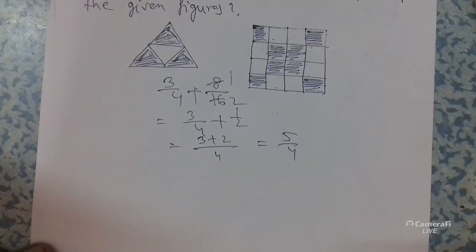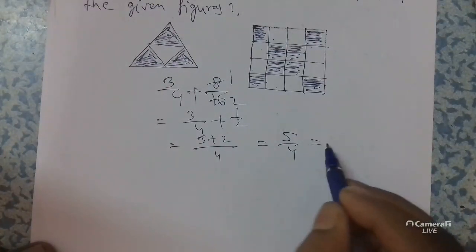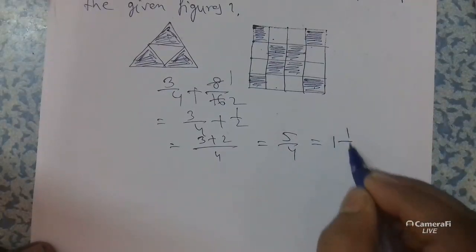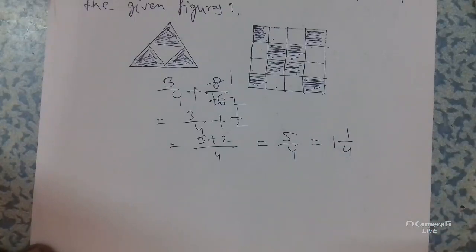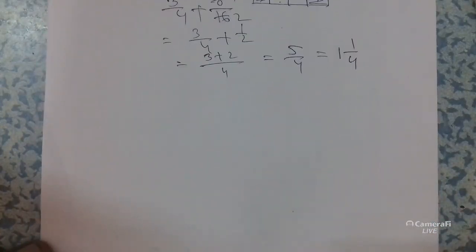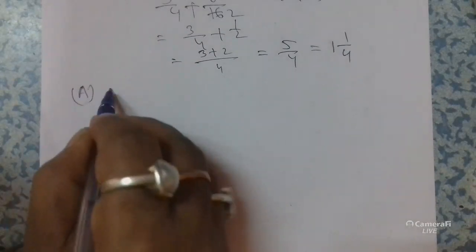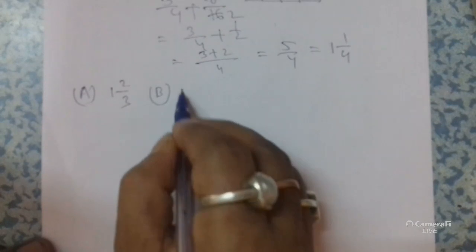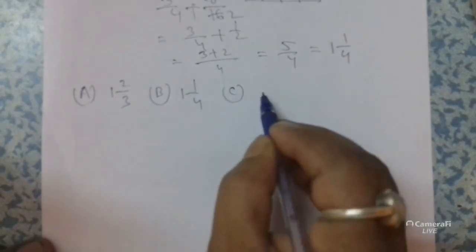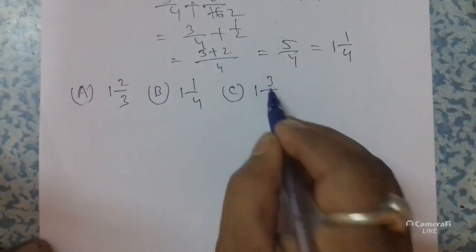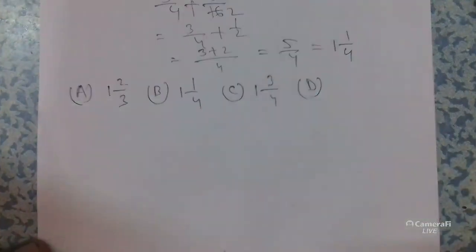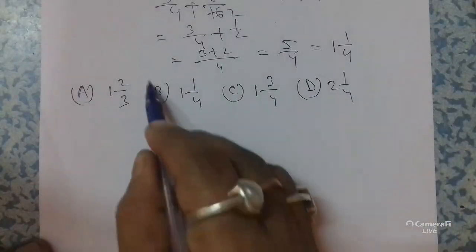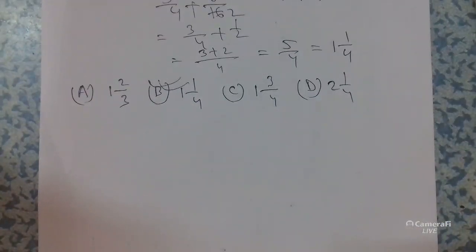So 5 by 4 is an improper fraction. So we have to convert it into a mixed fraction. So if we convert it, it will be 1 whole 1 by 4. The options given: option A, 1 whole 2 by 3. Option B, 1 whole 1 by 4. Option C, 1 whole 3 by 4. And option D, 2 whole 1 by 4. So option B is the correct answer.